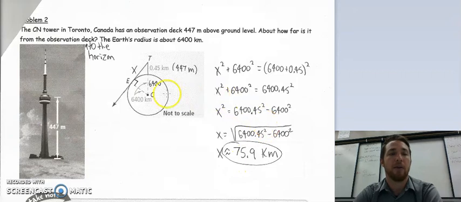So again, I could put that in terms of the Pythagorean Theorem. All I have to do is plug in some parts. X is what I'm trying to find. 6400 can work both for one leg and part of the hypotenuse. I plug those in, and I should get my answer for X.